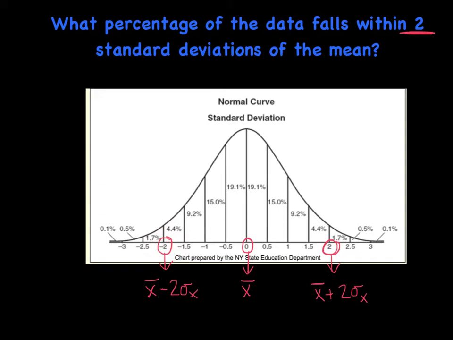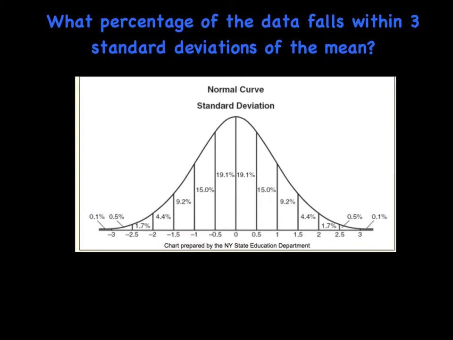And what we're going to do is draw a bold line right there. I'm going to draw a really bold line right there. And I'm going to start with the 4.4, and then add the 9.2 and the 15 and the 19. And actually, you could stop right there and just double that sum, or you could continue to add all of these little ones right here. And when you get done adding those, you should end up with approximately 95%. So how much data falls within two standard deviations? We're going to say 95%.